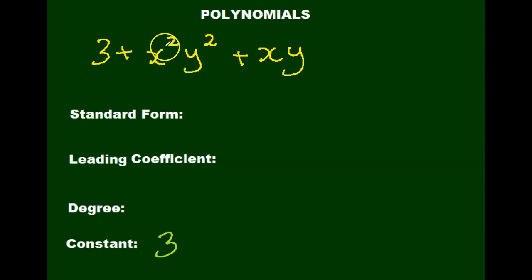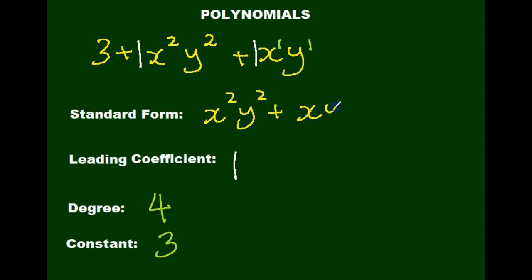To figure out the highest degree, we're going to add the exponents in each term together. So in this case, that's 2 plus 2, which is 4. And here we have 1 plus 1, which is 2. So your highest degree is actually 4. And there's also an unwritten 1 here and here as well. So your leading coefficient is 1. And I would write the standard form as x squared y squared plus xy plus 3.